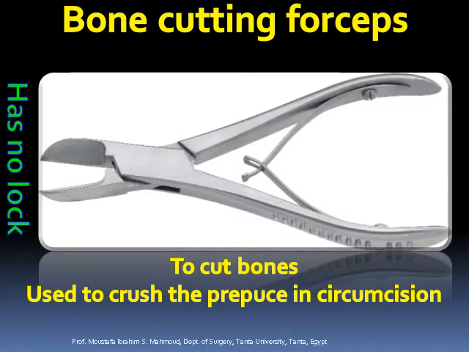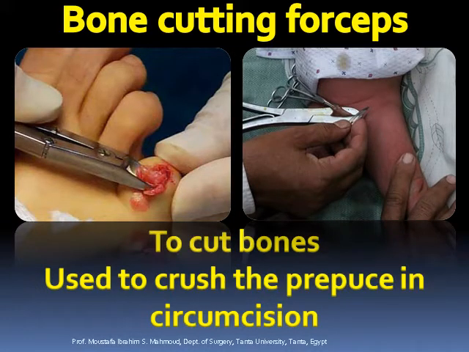Bone cutting forceps to cut bones. It is used to crush the prepuce in the operations of circumcision. It has no lock. To cut bones, used to crush the prepuce. One is for crushing the prepuce and another for cutting bones.